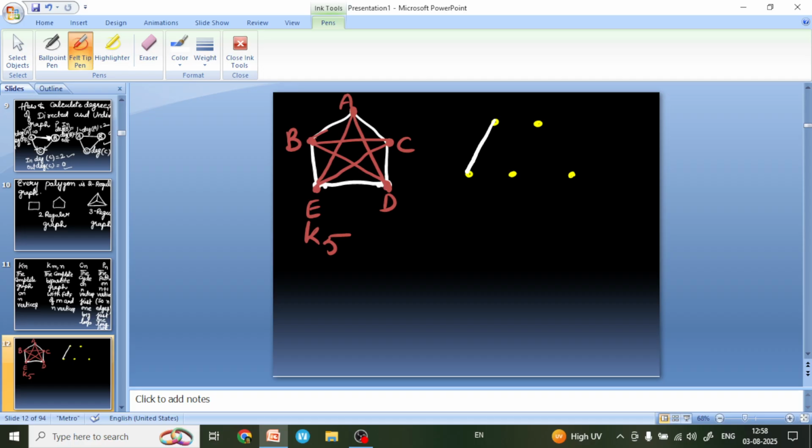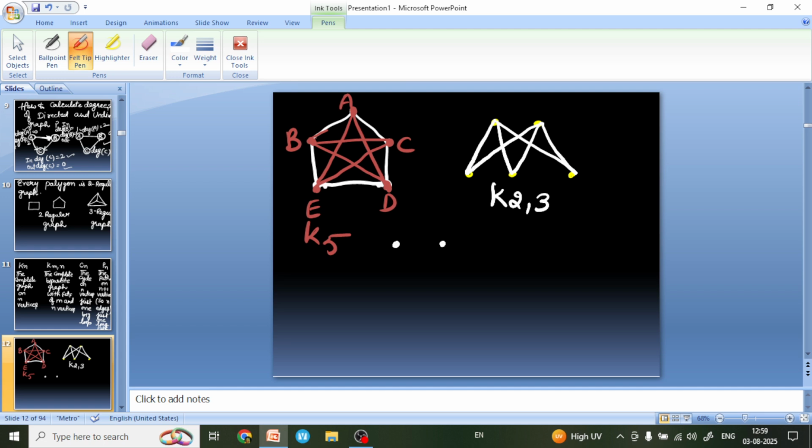First vertices join with these vertices, then this, then this. Now this one, then this one, then this one, and this is called K2,3.